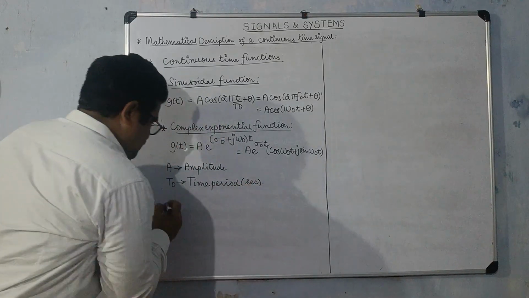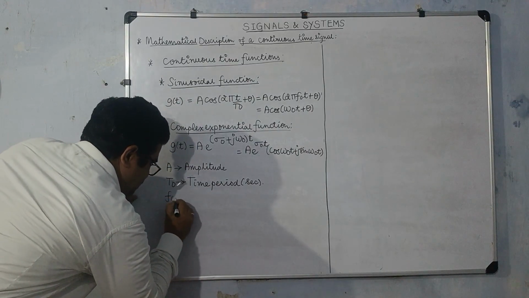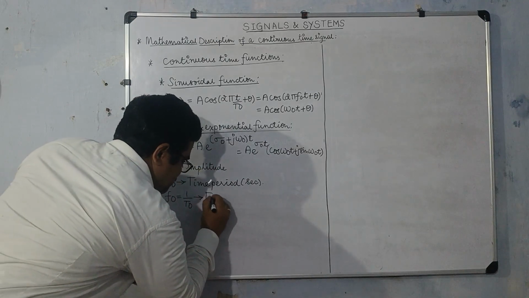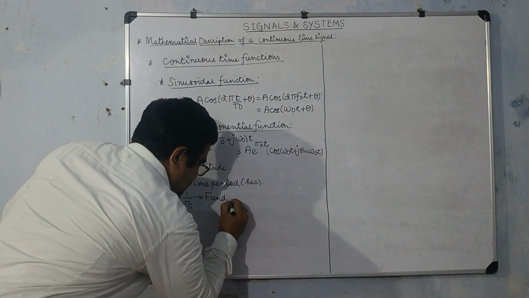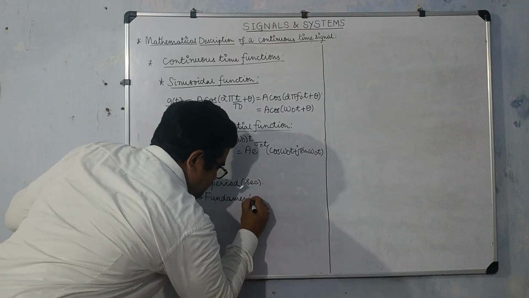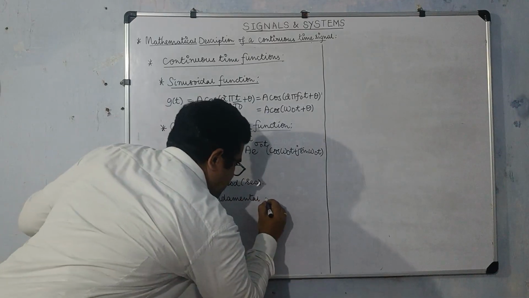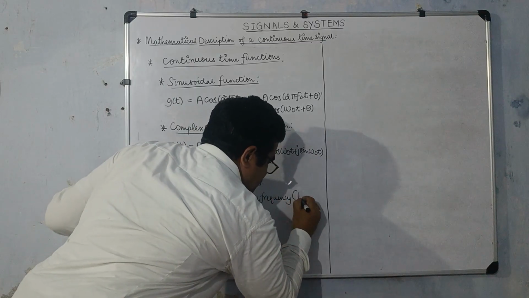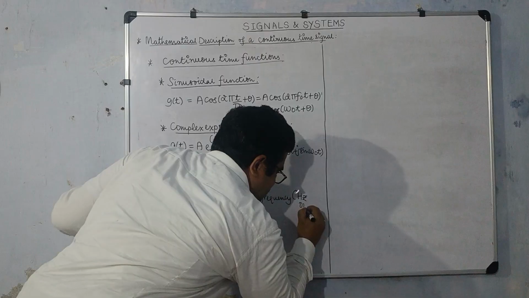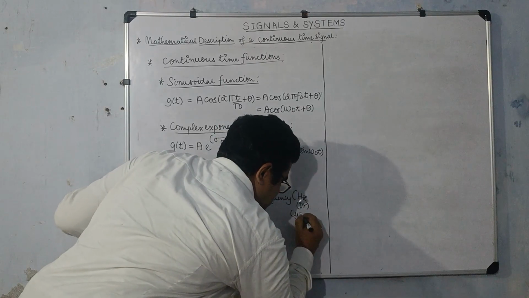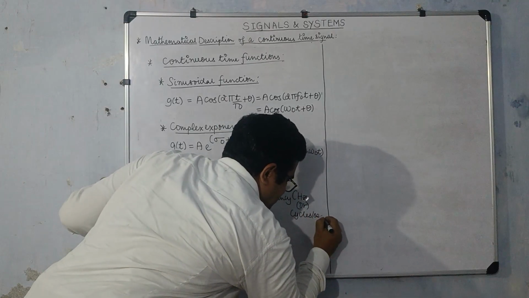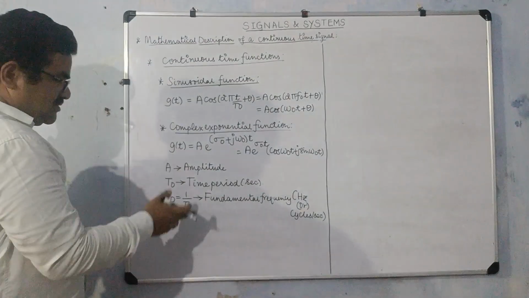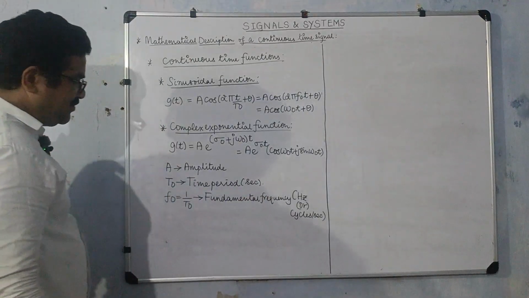Then f naught is the fundamental frequency. F naught is actually 1 by T naught, which is known as the fundamental frequency. Fundamental frequency usually has the unit of hertz or cycles per second. That is, my signal is periodic. So periodic means how many cycles are there in 1 second. So that is also called hertz.